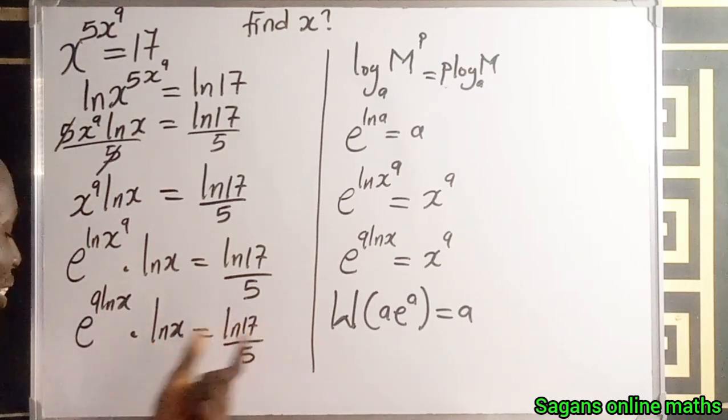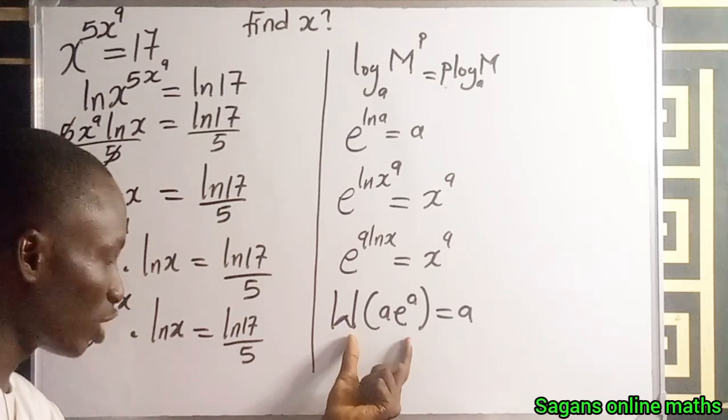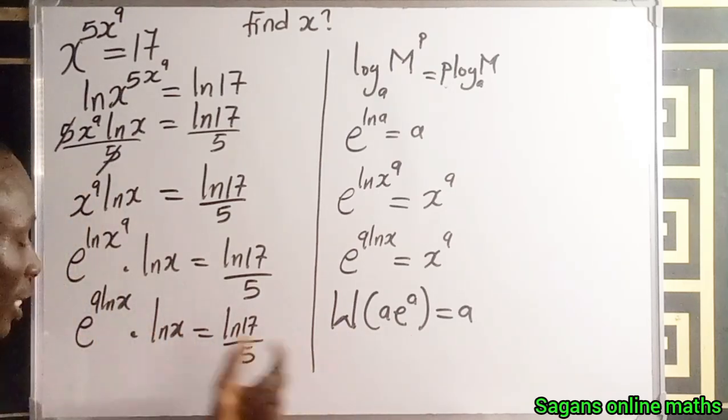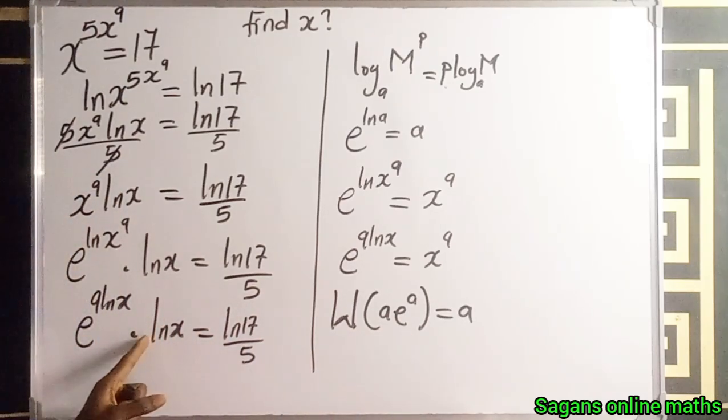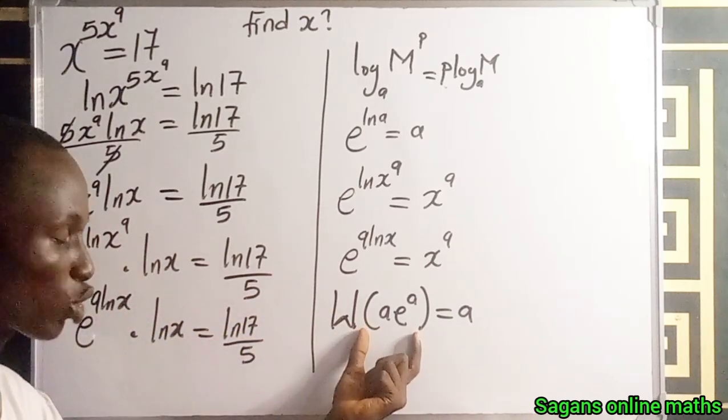So to make this work in obeying this formula, these properties, we have to multiply both sides by 9 so that this can also have 9, as here also has 9. So you can apply it, so this thing can work successfully.